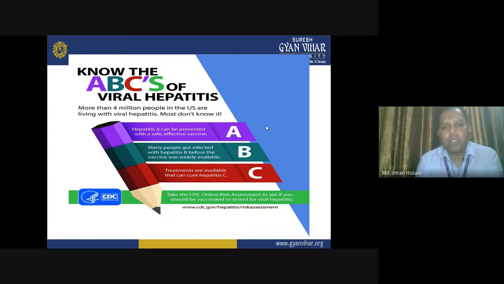So you must understand it. In order to prevent it, your personal hygiene practices should be up to the mark, and you should also have proper sanitation facilities.